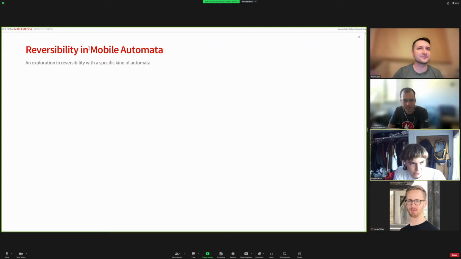Sweet. So yeah, over the Wolfram Summer School, I was looking at reversibility in mobile automata. So we'll just go through what mobile automata are to begin with, and then we'll get on to the main topic, which will be reversibility.